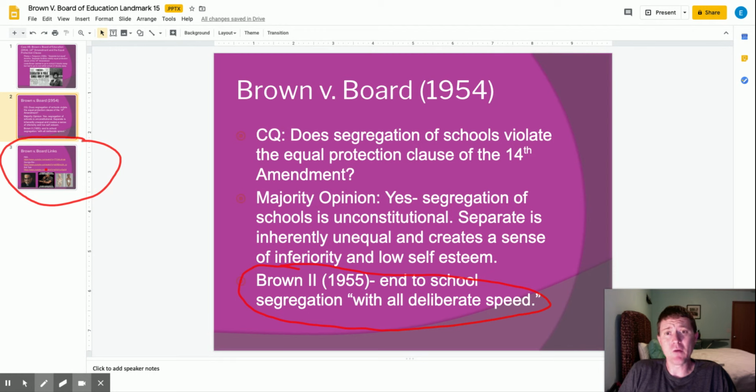But make sure you understand Brown v. Board. It's one of the most important cases in the history of the U.S. Supreme Court. You should all understand it. It's an important part of U.S. history and an important part of American government.